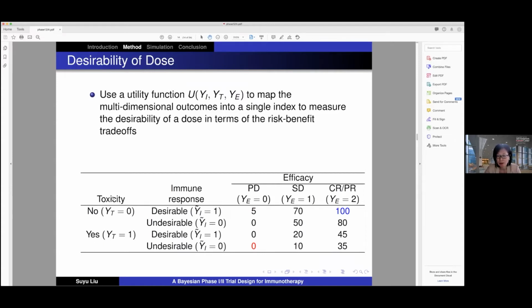Then we identify the most desirable scenario, which is no toxicity, a desirable immune response, and the most desirable efficacy outcome, which is CR and PR, and we give a score 100. Then you realize that the rest of the scenarios are just between these two extremes, and we give a score between 0 and 100, depending on the desirability of those scenarios.